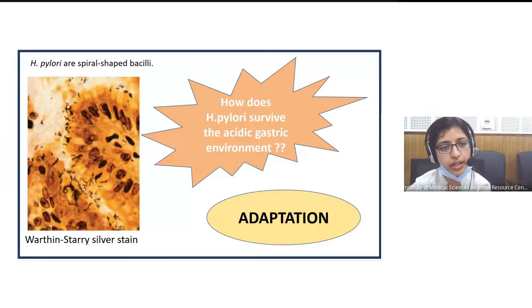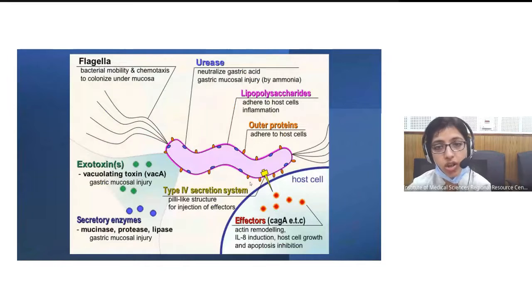So here we are looking at a photomicrograph. This is a special stain, the Warthin-Starry silver stain, which is highlighting these organisms, which are nothing but the Helicobacter pylori. These are spiral-shaped bacilli. Now, how does this bacteria survive the acidic gastric environment? It undergoes adaptation in the ecologic niche, but it also has various virulence factors. It has flagella that allow it to swim through the thick layer of mucus lining the surface. Then it has the urease enzyme that converts urea to ammonia, and it neutralizes the gastric acid and helps it to survive.